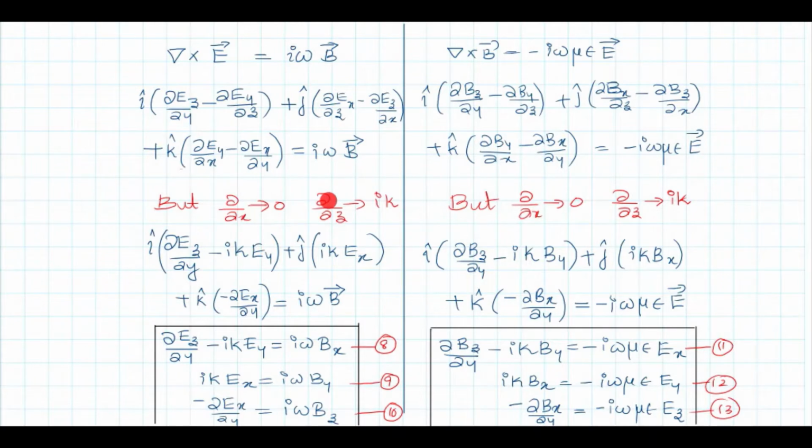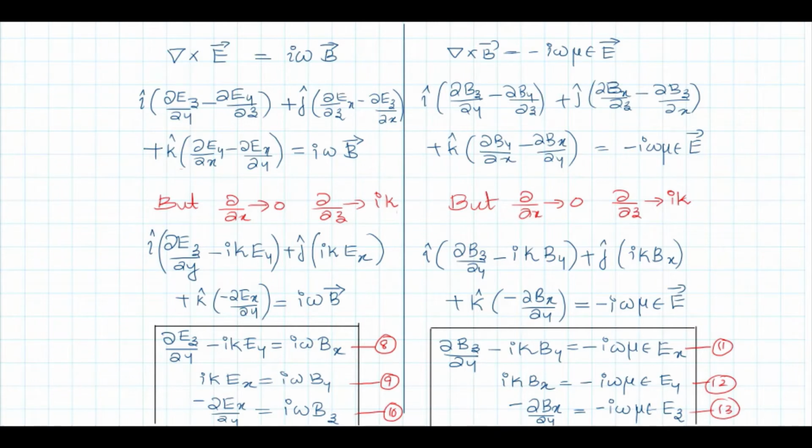Again, we have the assumed z dependence e raised to ikz, which will give dou by dou z as ik. We already assumed the z dependence of the form e raised to ikz, so dou by dou z will give you an ik. We already mentioned that along the x direction the medium is homogeneous.